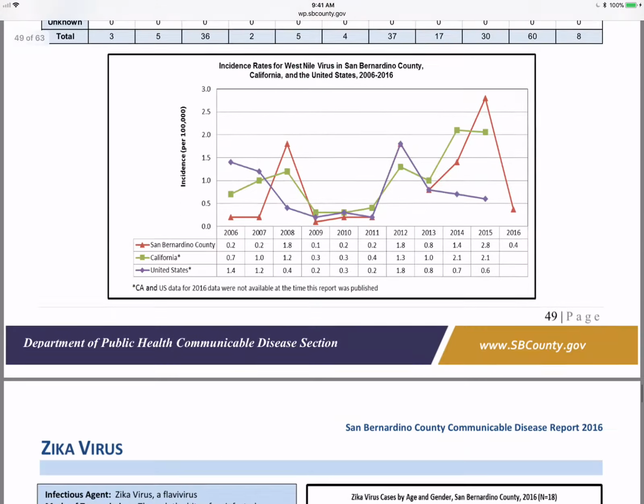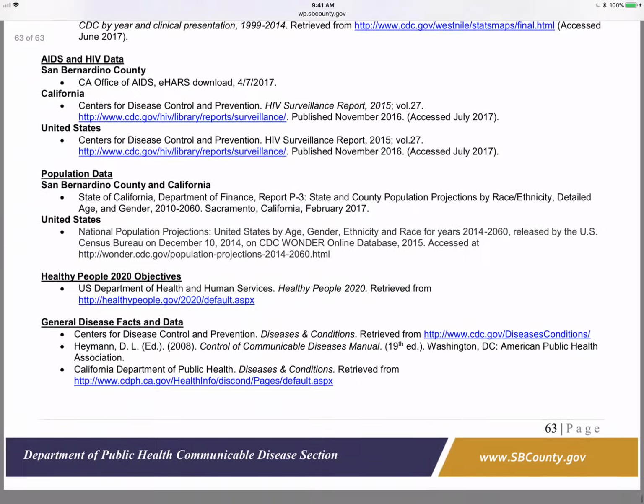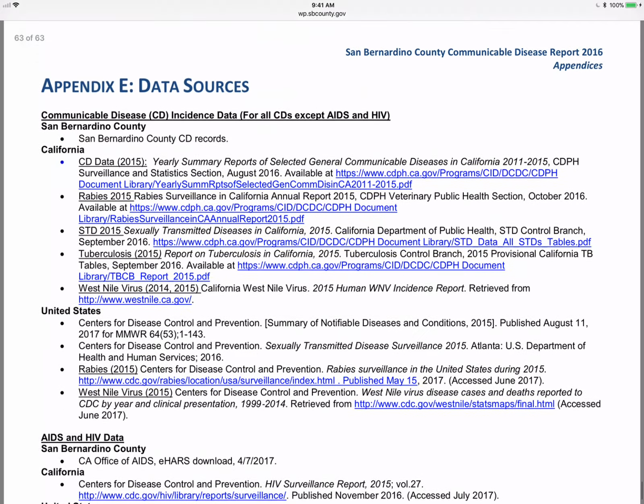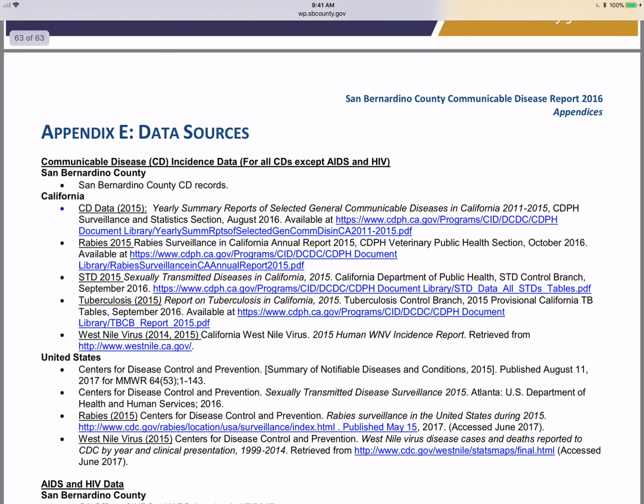Okay, so I'm going to scroll all the way to the end, and we have all these appendices, but the very last page I think is a really important one to think about. So Appendix E, data sources. I want you to remember we designed studies and collected data in order to be able to use them for this report. And look at how many different places this came from.